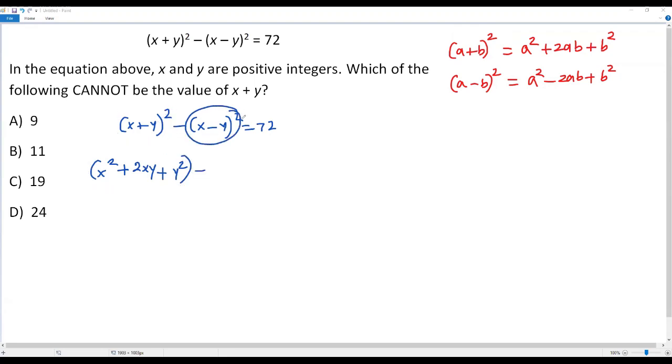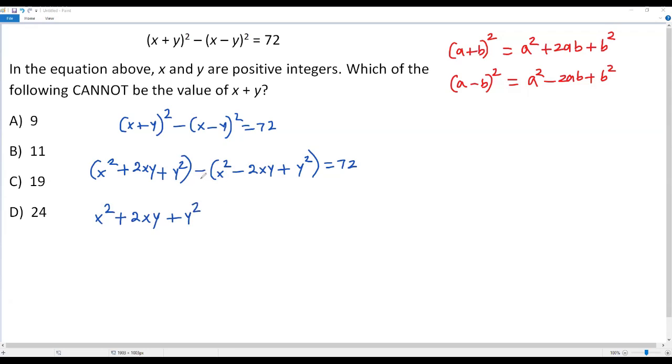To get the expansion of the square of this binomial (x − y)², we have to use this one, because here we have a negative sign between x and y. So we can use this trinomial. In this trinomial we replace a by x and b by y. Then I am getting x² − 2xy + y² = 72. Okay, now let me remove the parentheses for this trinomial. Then we get x² + 2xy + y².